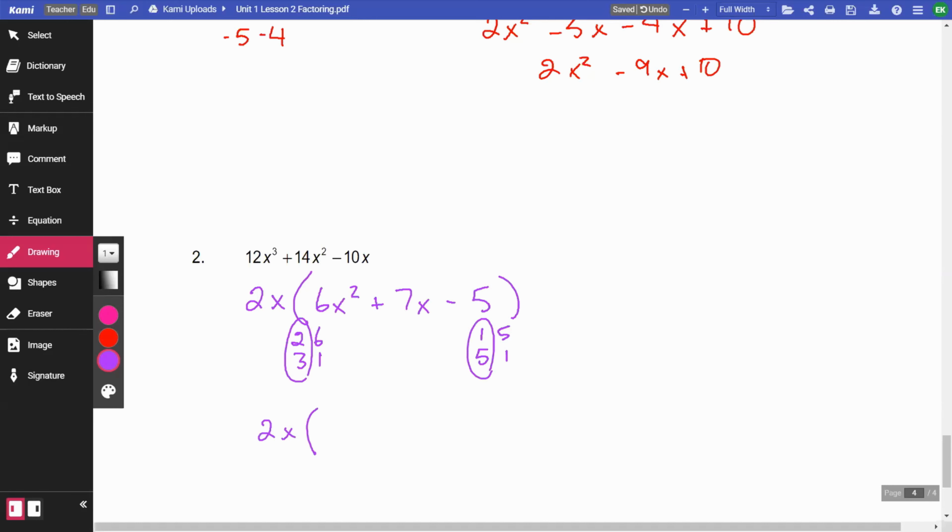2x. So we have 2 and 1, 2x and 1. I like to leave out the plus or minus for the end. 3x and 5. And then I think, help me out here, we need a positive 7. Positive 7, so we need the bigger number, the 2 times 5, to be positive. And then, so that to get the negative 5, we need a negative on the other. Yeah, there we go. Boom.